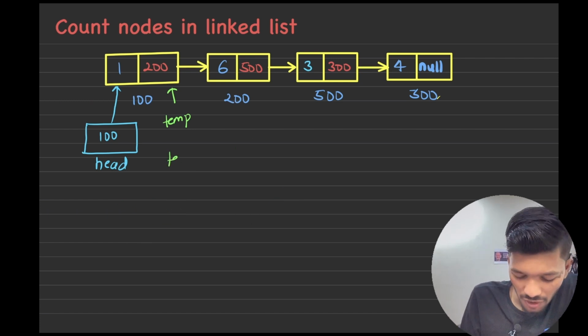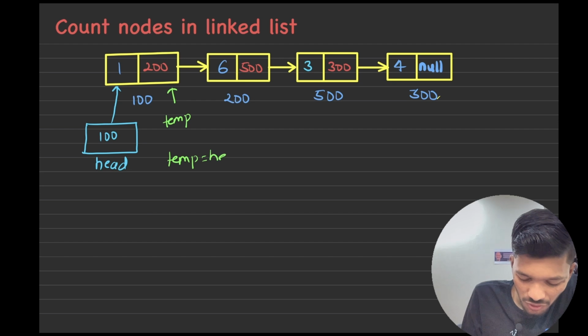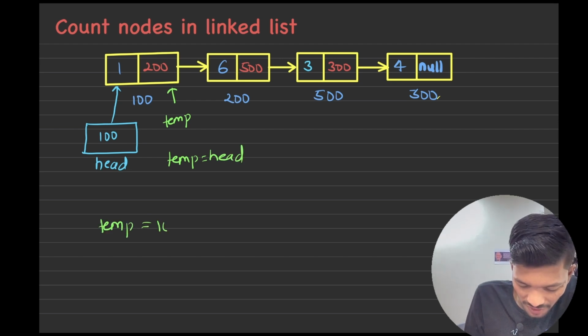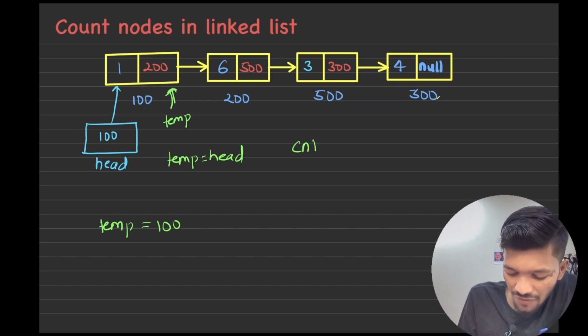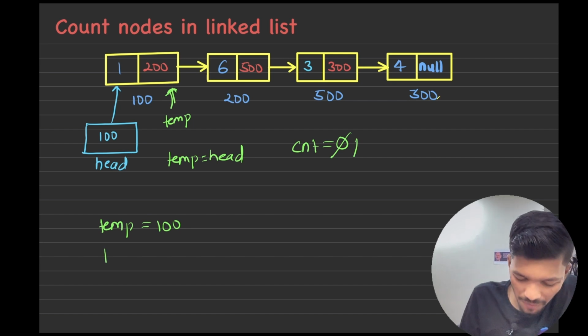So as of now our temp is pointing to head. So what does temp basically contain? Temp contains the address 100, that is, it is pointing to our first node. So simply what I will do is I will increment my counter from 0 to 1, and now I will simply take temp equals temp dot next.